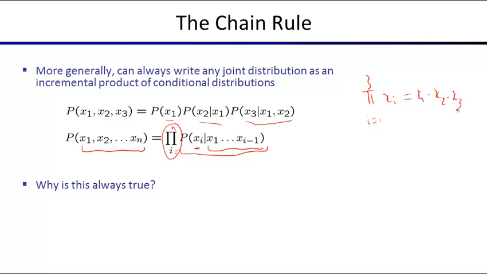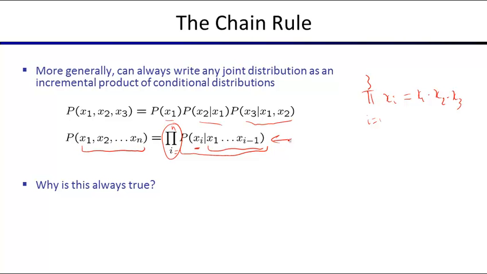Why is this always true? Why is it guaranteed that for any joint distribution you can rewrite it in this format over here? And not only in that format, you can do it in n factorial different ways, because for any ordering of your variables, you can do this. So with this expression, we now have n factorial alternative ways of writing our joint distribution.